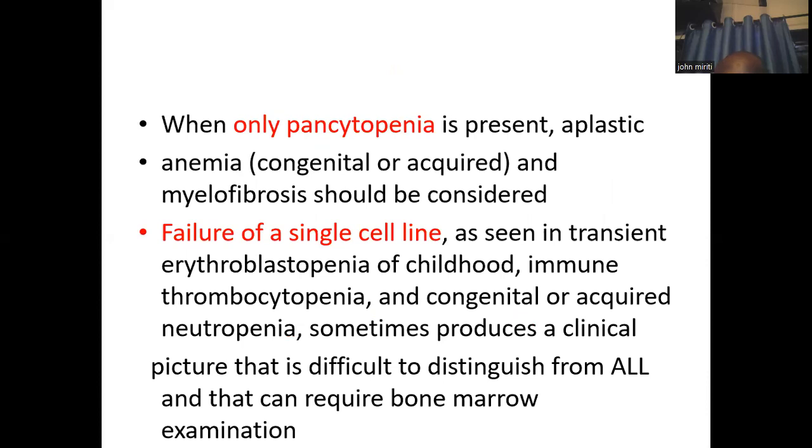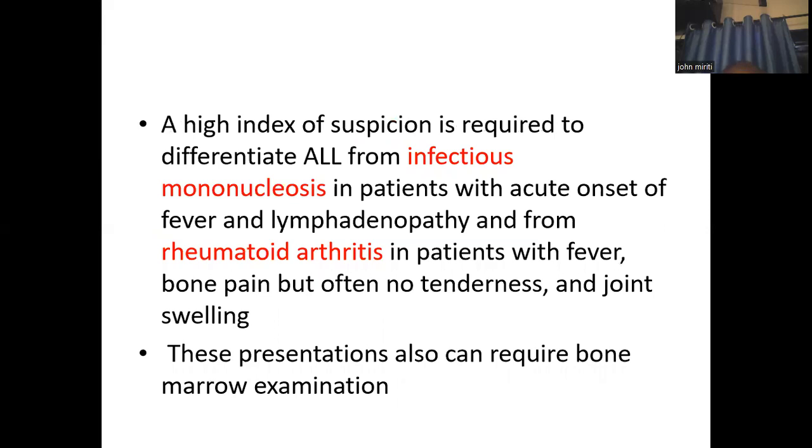Failure of a single cell line, as seen in transient erythroblastopenia or childhood immune thrombocytopenia, and congenital or acquired neutropenia, sometimes produces a clinical picture that is difficult to distinguish from acute lymphoid leukemia and can require bone marrow examination. A higher index of suspicion is required to differentiate ALL from infectious mononucleosis in patients with acute onset of fever and lymphadenopathy, and from rheumatoid arthritis in patients with fever, bone pain, but often no tenderness and joint swelling. These presentations also can require bone marrow examination.